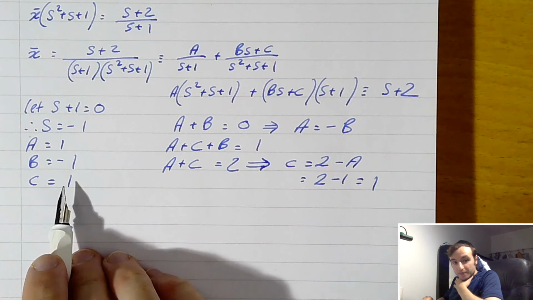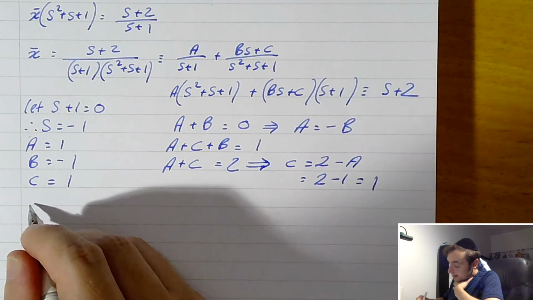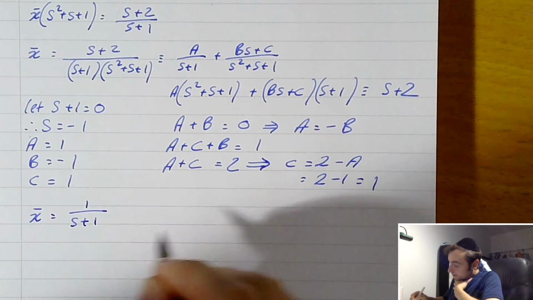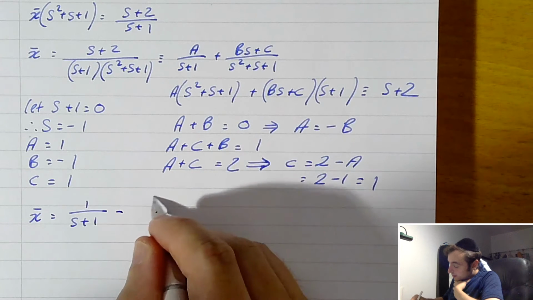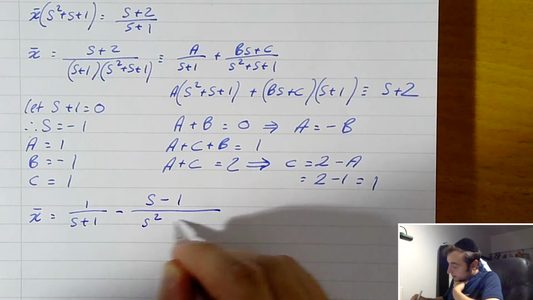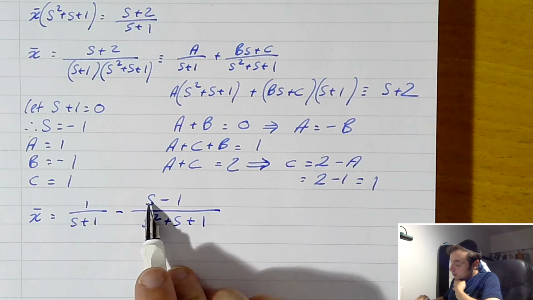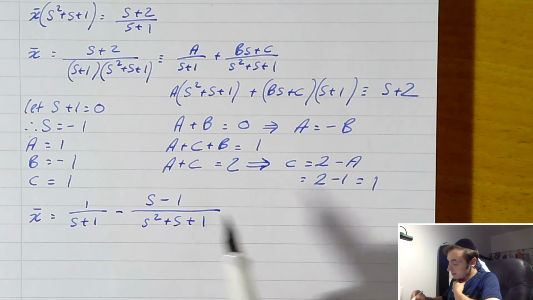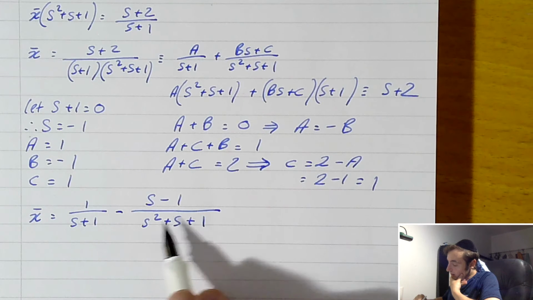So now we have the coefficients, and let's plug that back in. So we can say that x bar equals 1 on s plus 1 minus s minus 1 on s squared plus s plus 1. So that works out as minus s, and minus minus 1 works out as positive 1 as well. So this is fine. And now what we want to do is complete the square in the denominator.